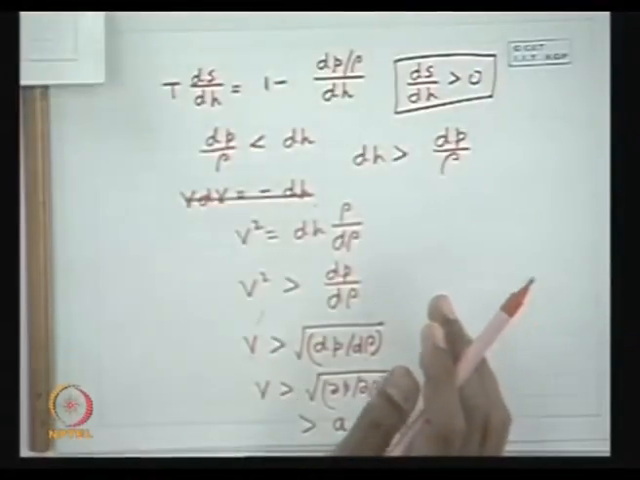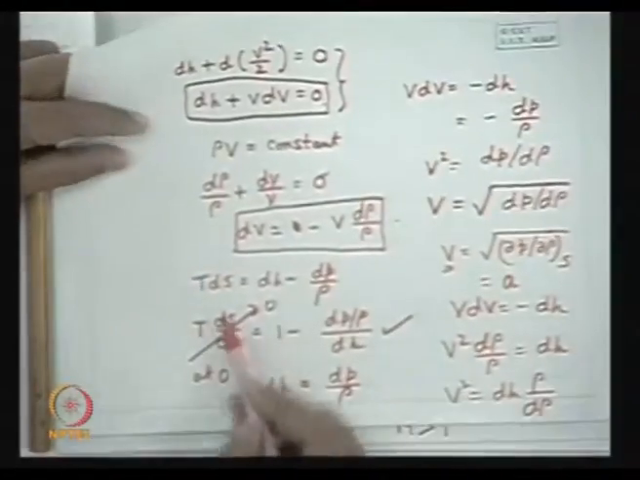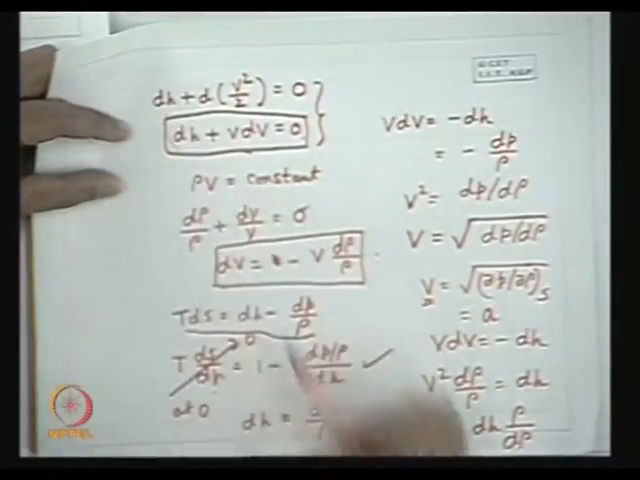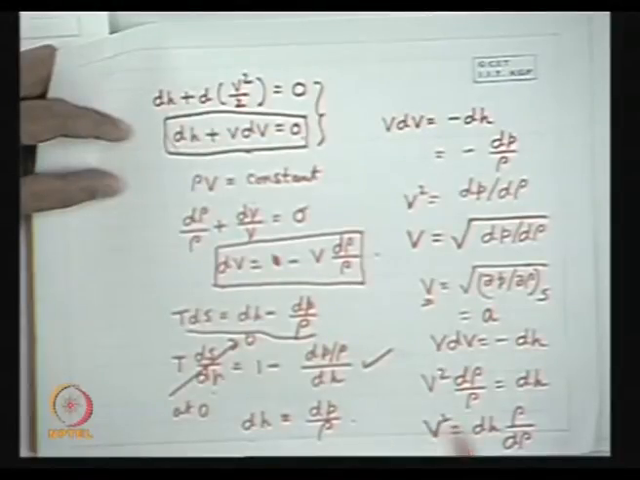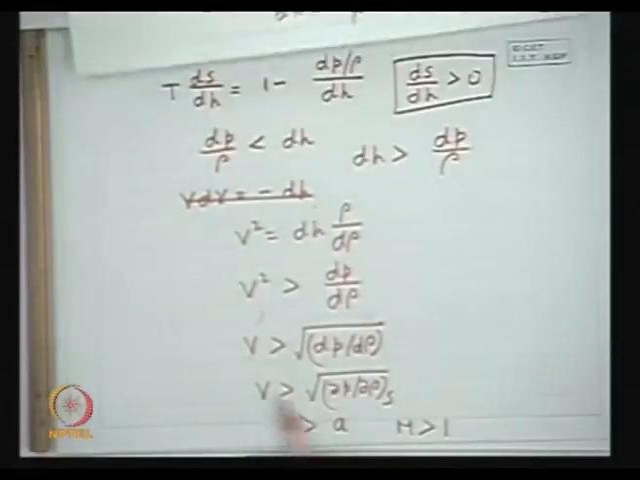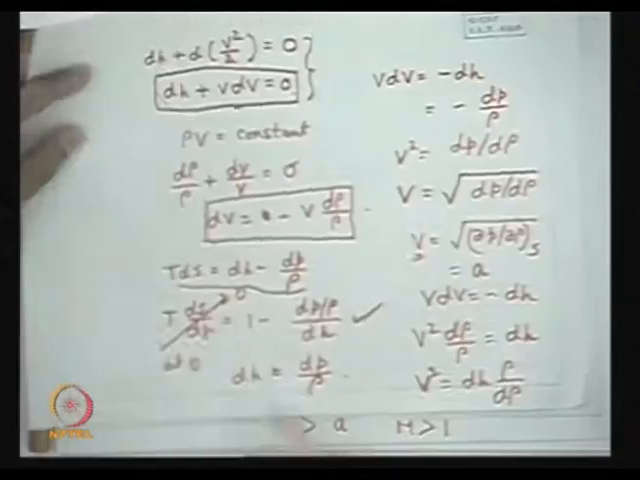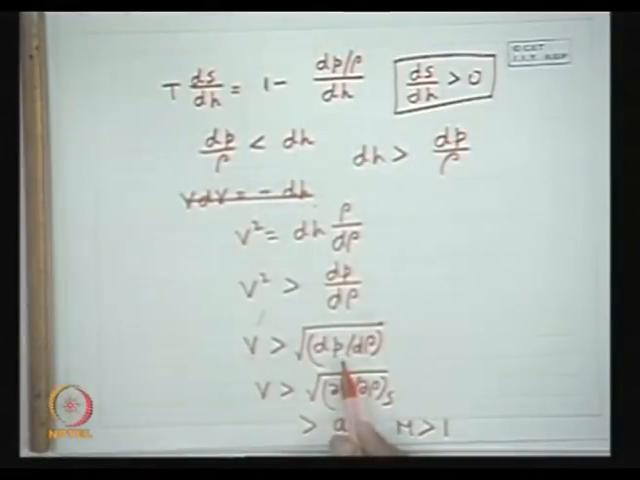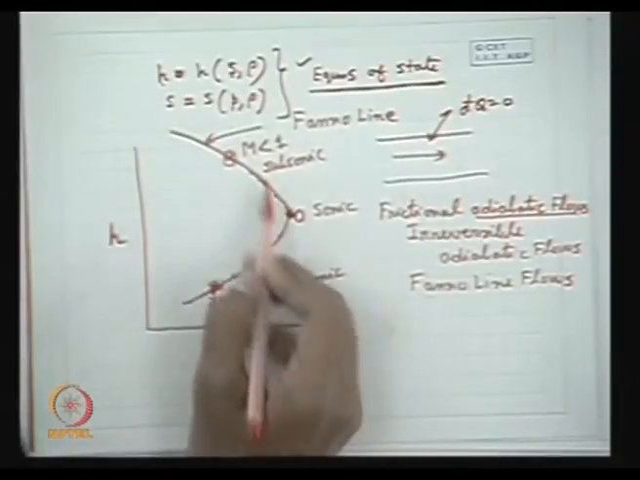We can use the property relations, the thermodynamic property relations, the continuity equation and the energy equation to finally express V in terms of dh: V square is dh rho by d rho. Using this expression, when ds dh is equal to 0, dp by rho is dh, then V square is dp by d rho. When ds dh is less than 1, we can prove that V is greater than this, and similarly when ds dh is greater than 1, that means in the upper part of the curve, this will be less than this, which corresponds to Mach number less than 1.